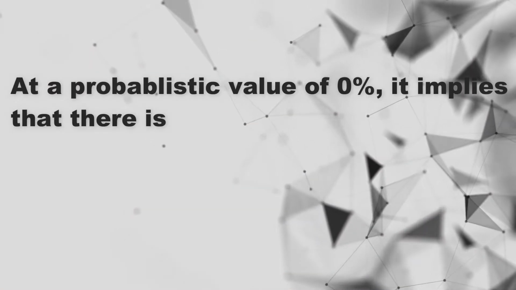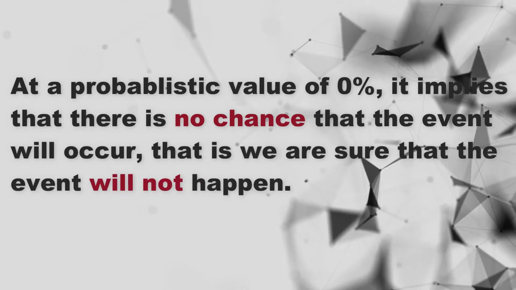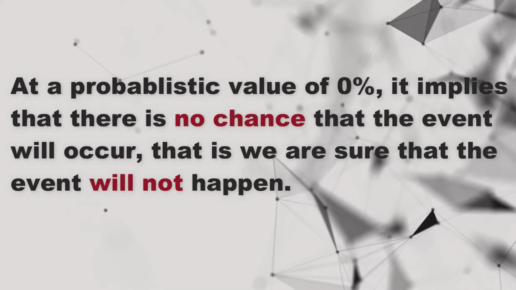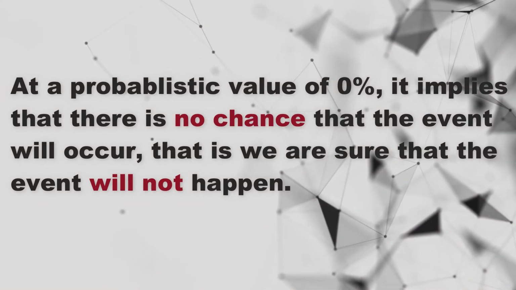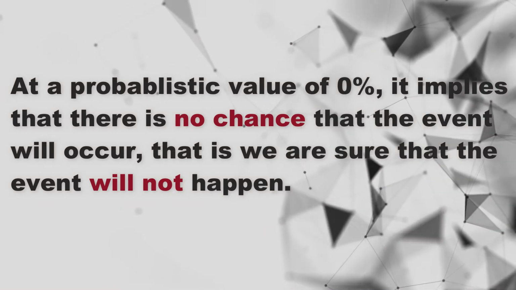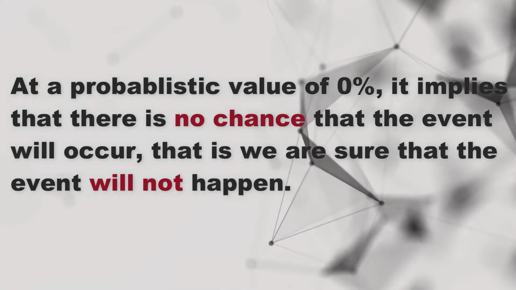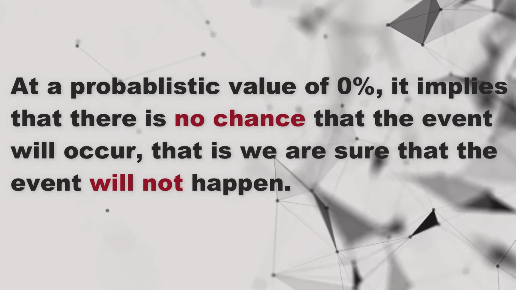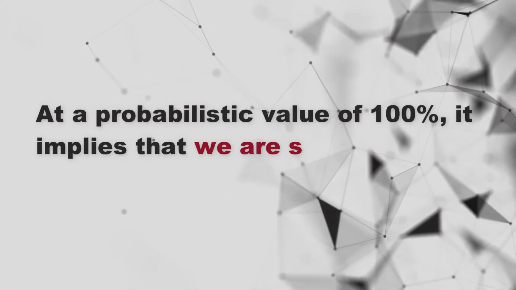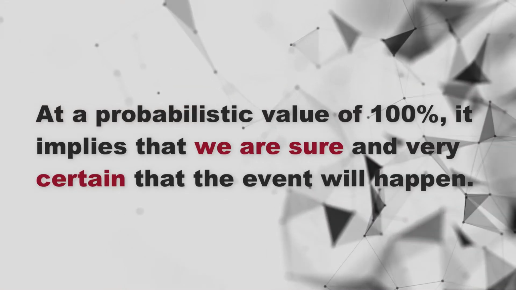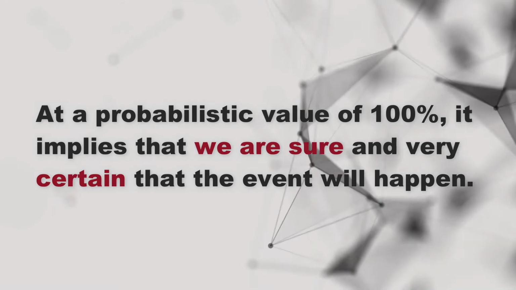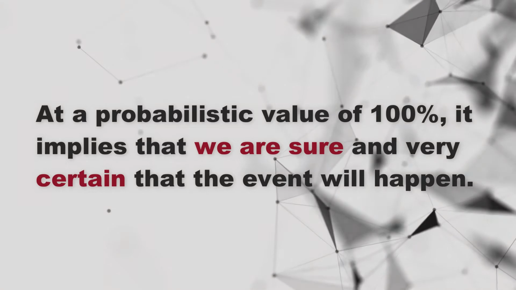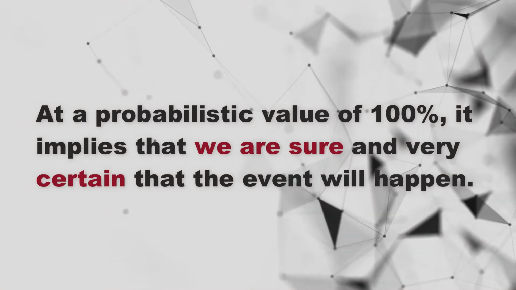So if we have the probabilistic value of an event equal to 0, it simply implies that there is no chance. It is certain that that event is not going to occur. It is sure that that event is not going to happen. And when we have a probabilistic value equal to 100%, it implies that we are 100% certain, or we are sure that that event is definitely going to happen.